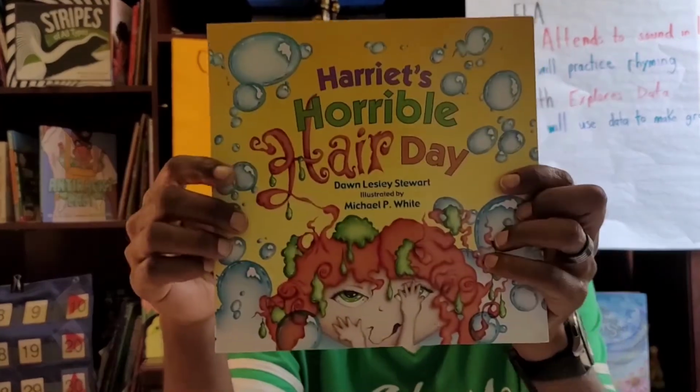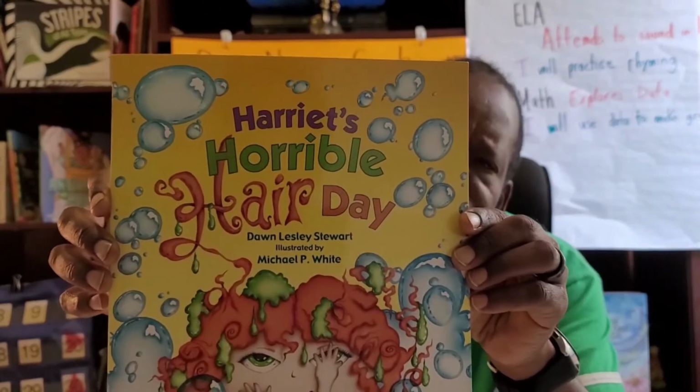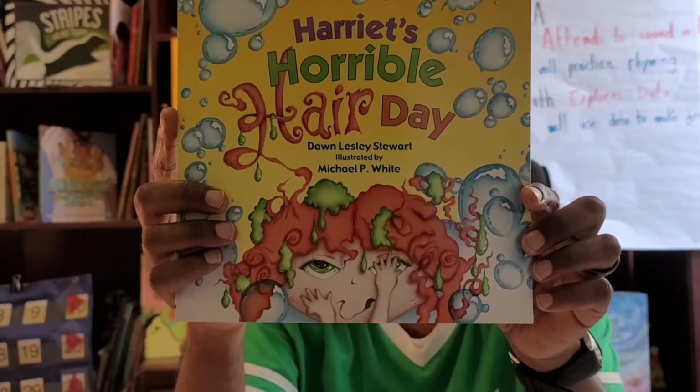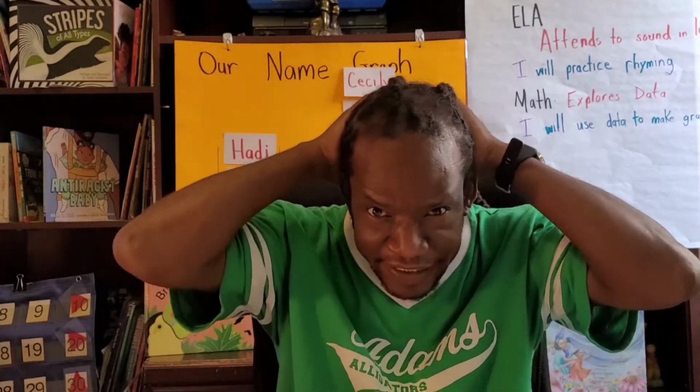I have a fun book today. It's not a lot of rhyming words in it, because we're talking about rhyming for ELA or reading. But I have a fun book today, and it's called, because it's Thursday, we have fun books on Thursday, don't we? It's called Harriet's Horrible Hair Day. Do any of you all ever have a horrible hair day? Yeah, sometimes I do. Sometimes I gotta go get my hair retwisted. If not, it looks really rough. But it is what it is.